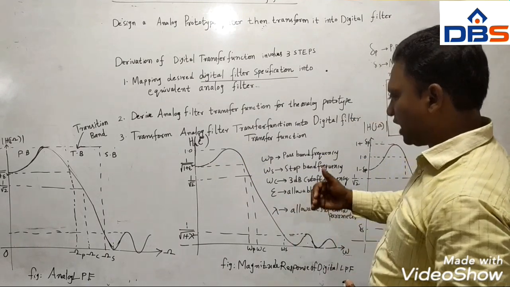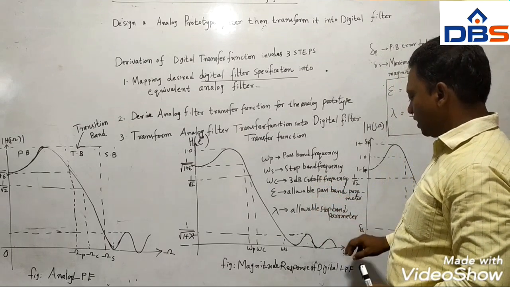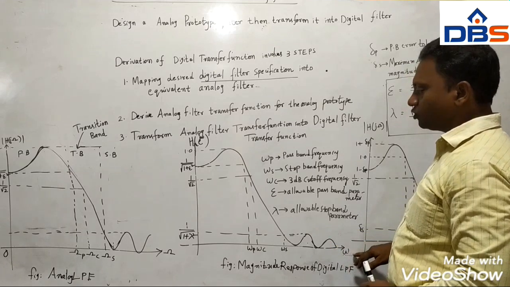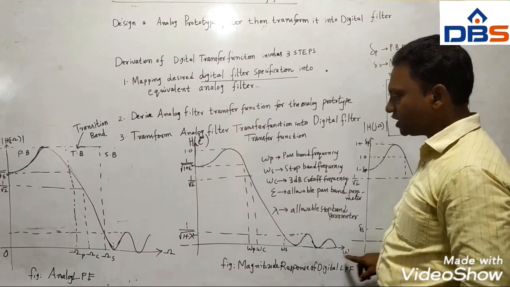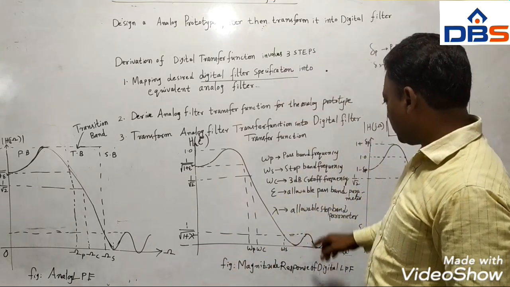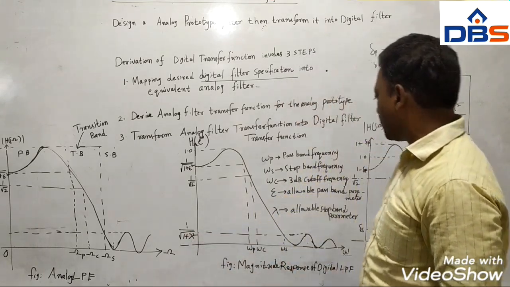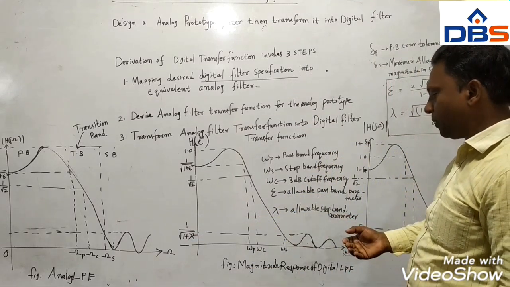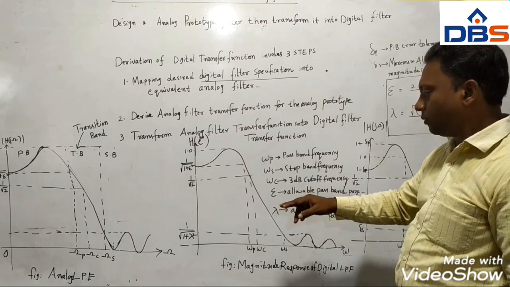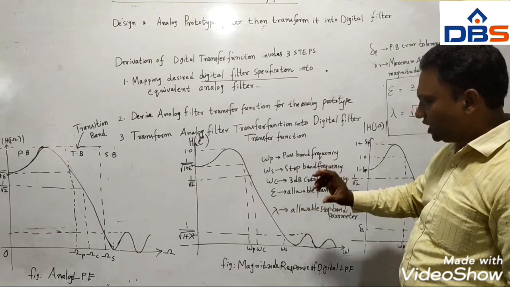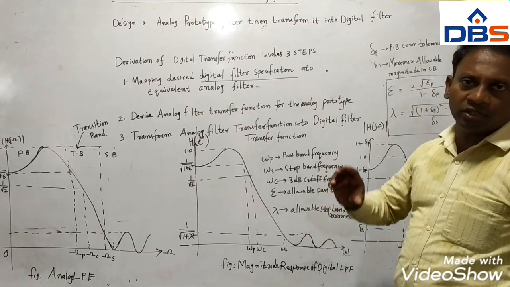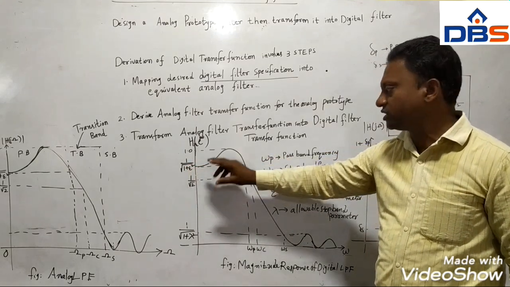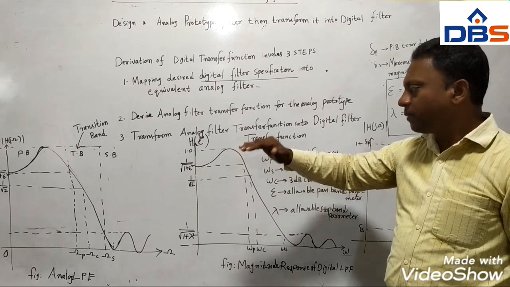Here are the differences between analog and digital. We use omega to represent digital filter characteristics. This is the digital filter frequency, and this is the analog filter frequency. And 1 by under root 1 plus lambda square: this lambda is the allowable stop band parameter. So 1 by under root 1 plus lambda square is the magnitude up to which you can allow the ripples in the stop band. And 1 by under root 1 plus epsilon square is the allowable magnitude range in the pass band.